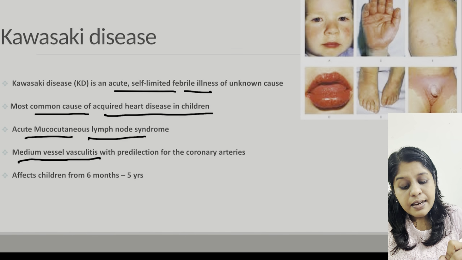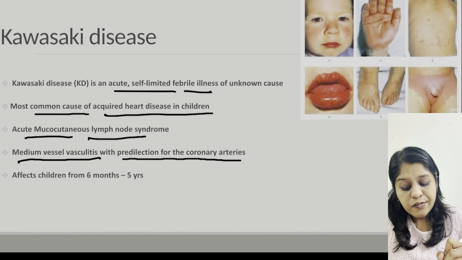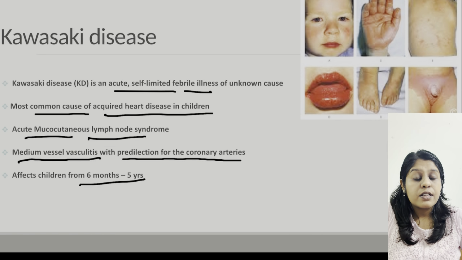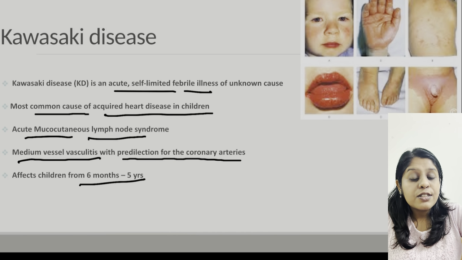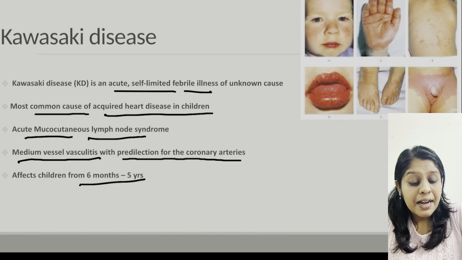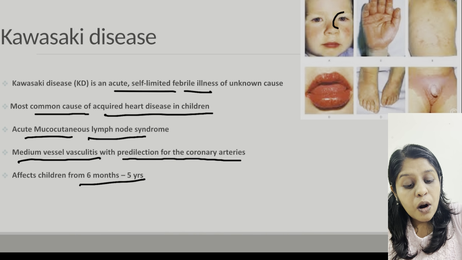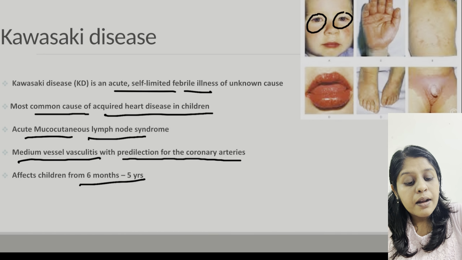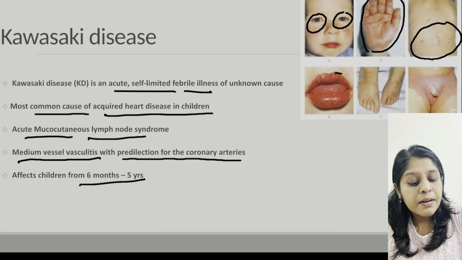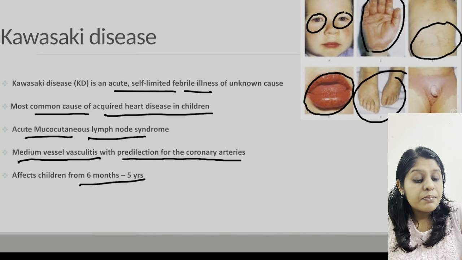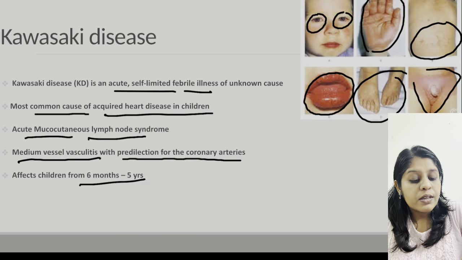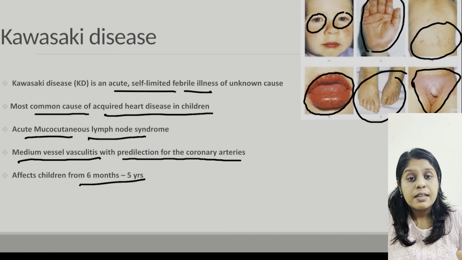So we'll see why it is named acute mucocutaneous lymph node syndrome. It is a medium vessel vasculitis with predilection to the coronary arteries and affects children from 6 months to 5 years. So the typical age group where we need to suspect Kawasaki disease is from 6 months to 5 years. So we'll see the clinical features. Look at the picture here: you can see a child with a rash, bilateral non-purulent conjunctivitis, palmar erythema, maculopapular rash on the body, cracked lip, red lip and strawberry tongue, edema in the feet, and also skin peeling and perianal excoriation. So the excoriation is over the genital regions.